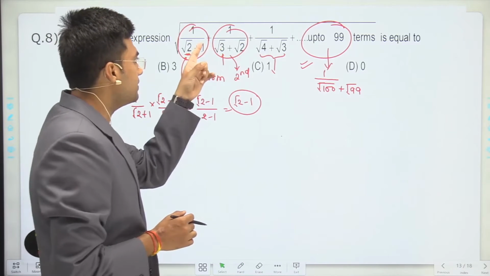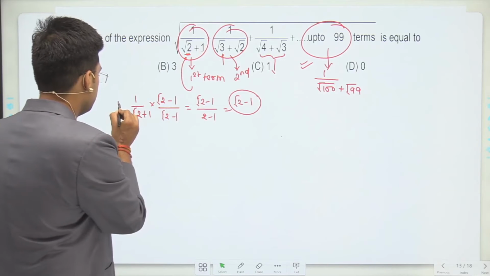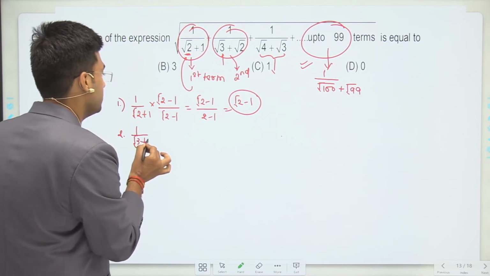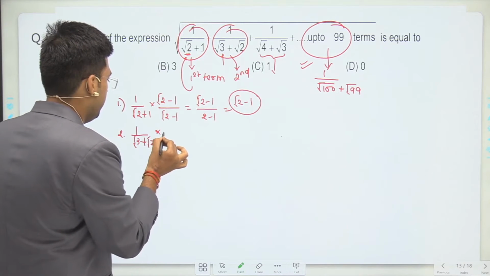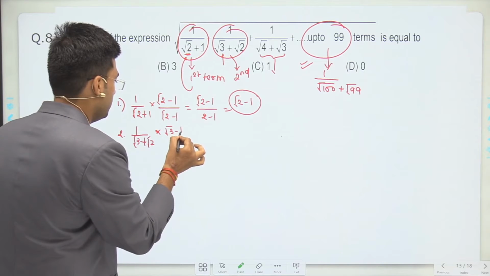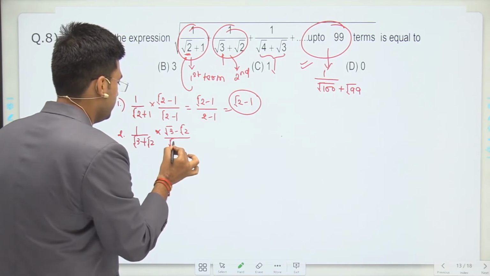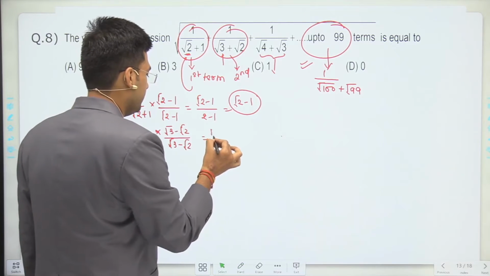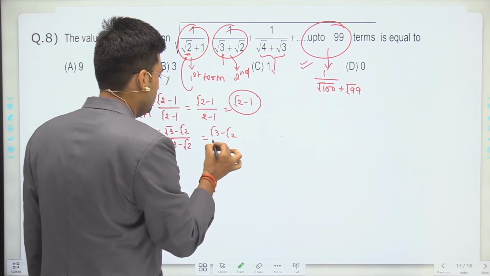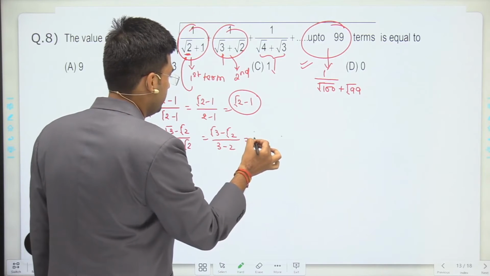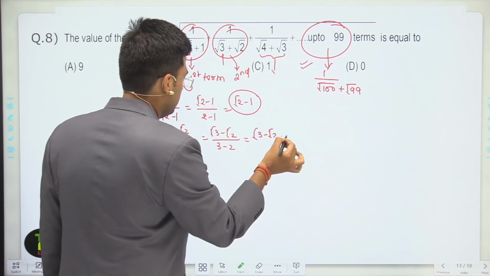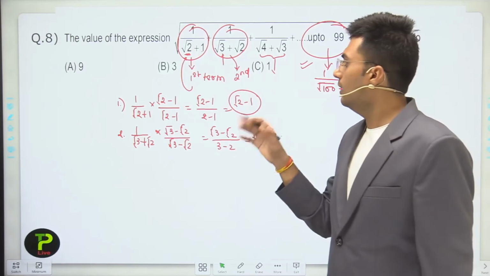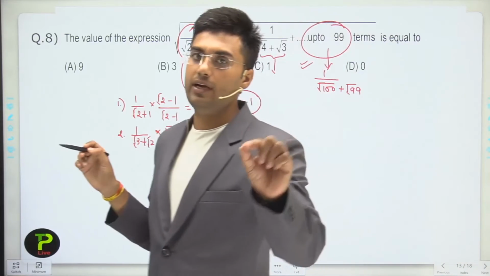Okay, now rationalize the denominator for the second term. This is the first term, and now the second term. It is 1 upon root 3 plus root 2. We have to multiply by the rationalizing factor of the second term, which is root 3 minus root 2. When we solve it, we will get root 3 minus root 2 divided by 3 minus 2, which is equal to root 3 minus root 2. Clear?